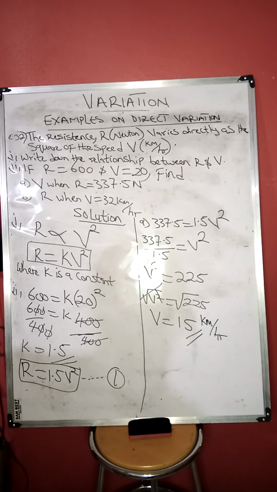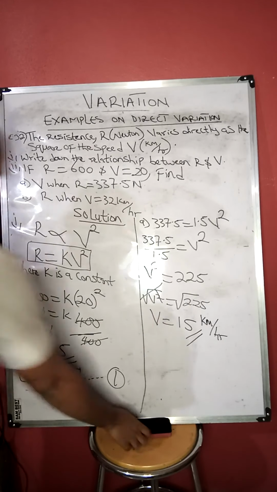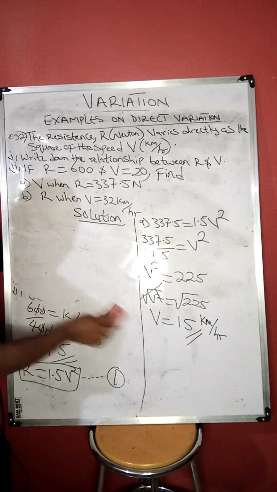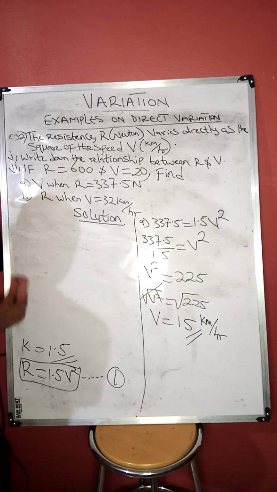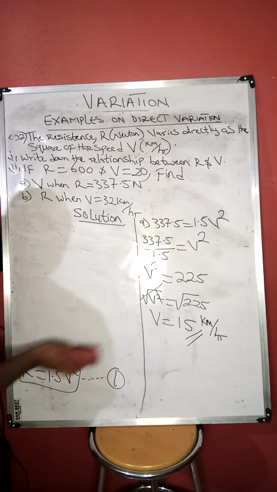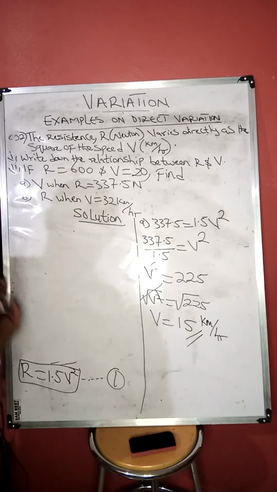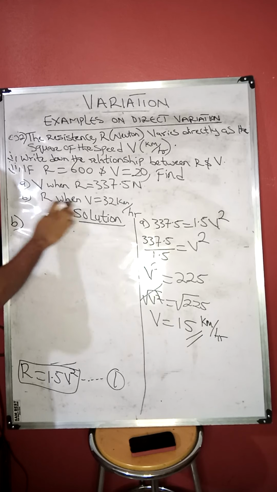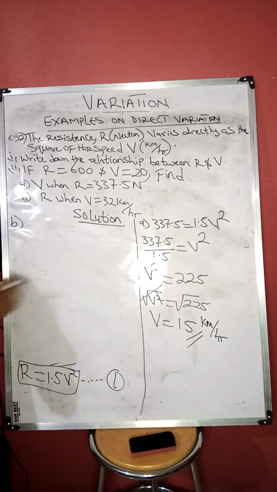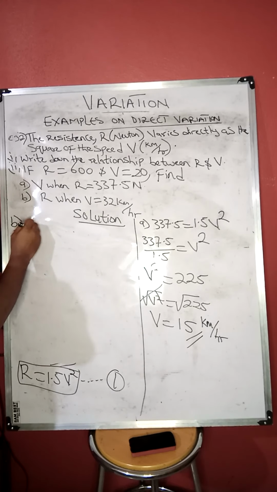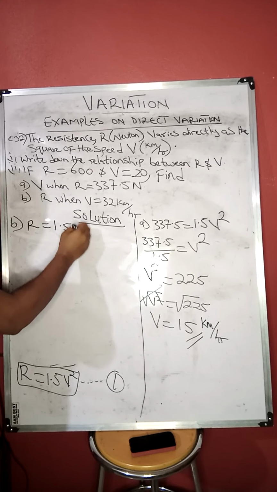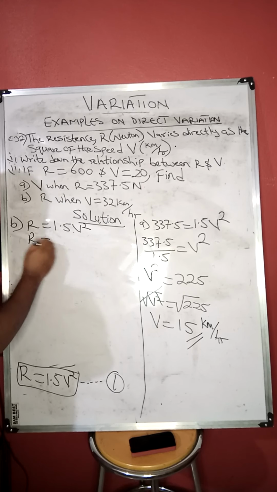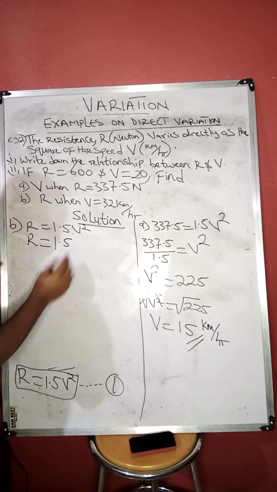Now let's solve the B question. I'll clean here and solve the B part. I'm going to leave just our general formula, which is here. Alright, the B part of the question says we should find R when V is what? 32. Look at your general formula. R is equal to 1.5 V squared. So anywhere I see V, I'll put what? 32.